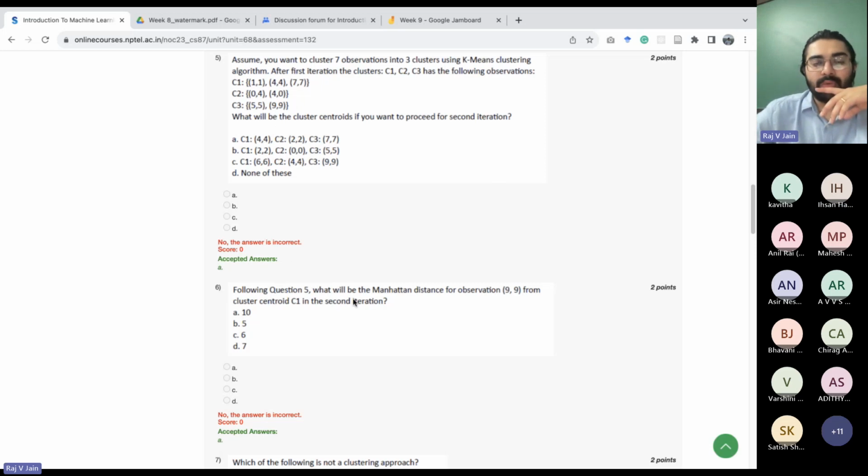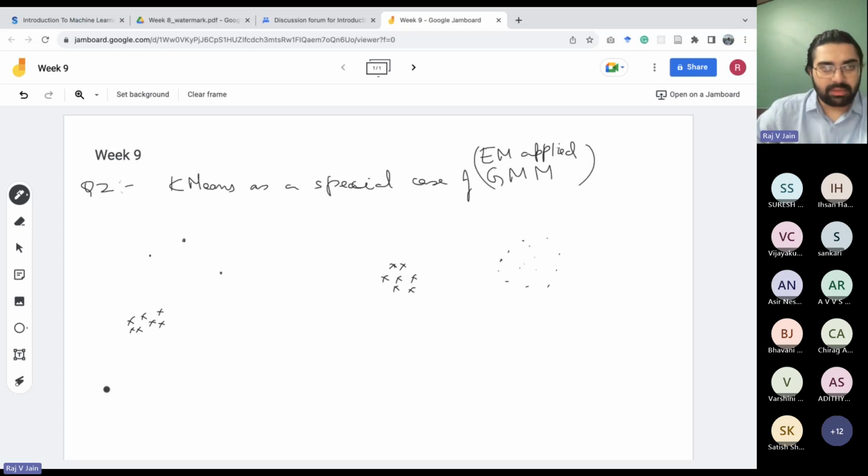Then the Manhattan distance for the observation 9 comma 9 from the cluster centroid C1. The C1 cluster centroid is 4 comma 4. We want the distance of that from 9 comma 9, but we want the Manhattan distance. So what is Manhattan distance? How will you compute it? It is the absolute distance across both dimensions. So 9 minus 4, plus 9 minus 4, then it will be 10. This is an equation basically. That's it. Yeah.